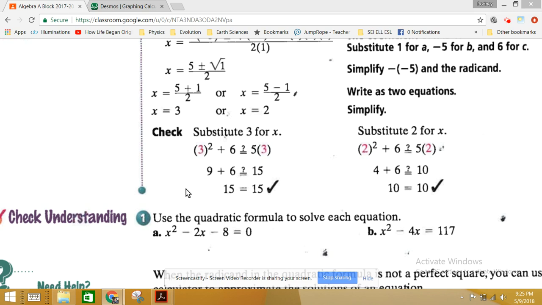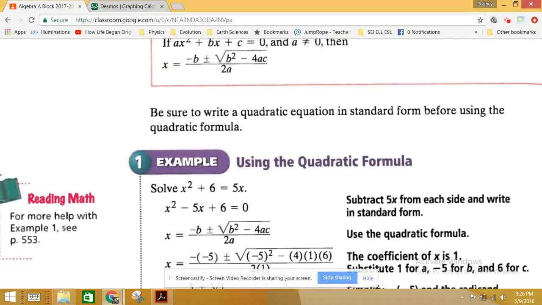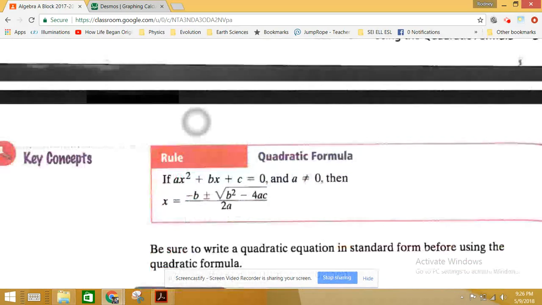I got emails tonight suggesting some folks were a little perplexed about how to use the quadratic formula. So I'm going to do a couple of videos on the check understandings from chapter 10-7. So let's go and take a look at the quadratic.